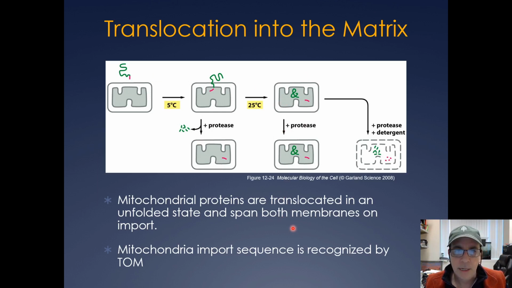Right, and transport into the mitochondria is somewhat essential. Certain organisms can get away without having a mitochondria, certain eukaryotic organisms, but in general, they use this, and you can get temperature-sensitive mutants in the TIM and the TOM complex.